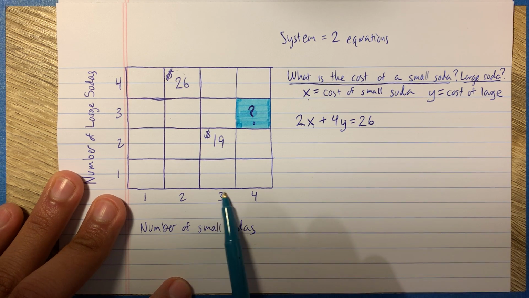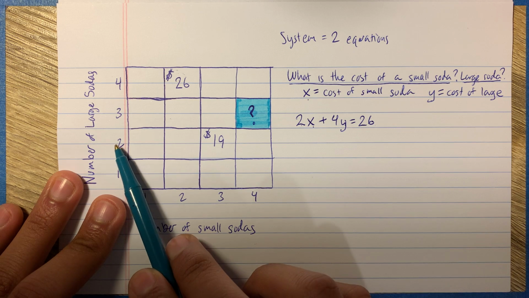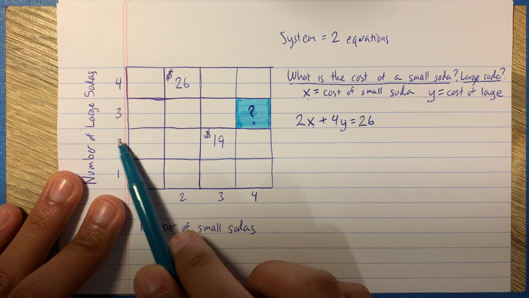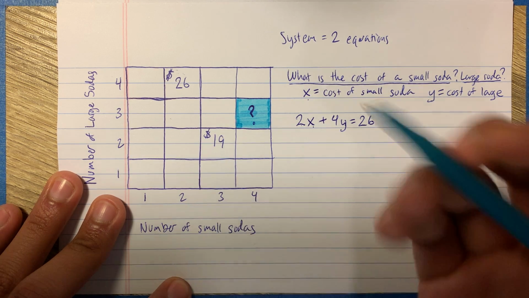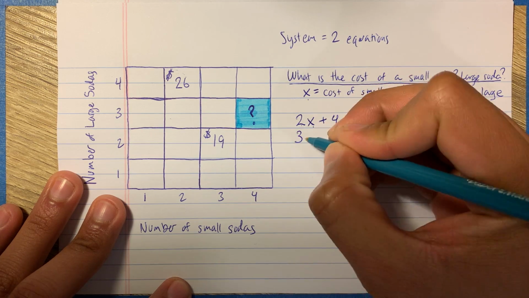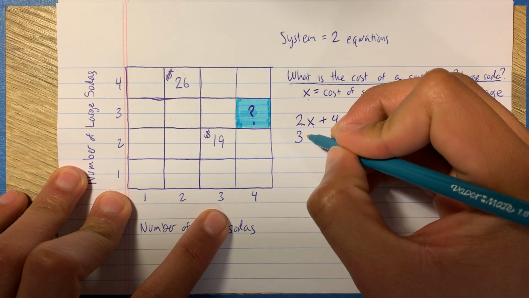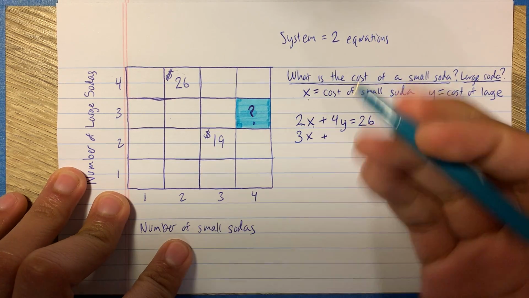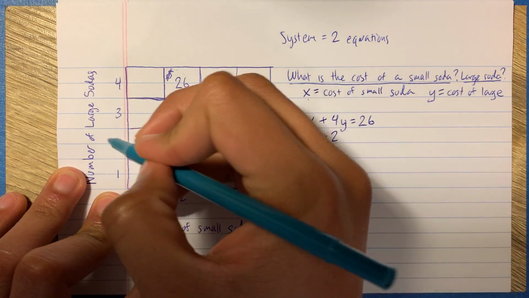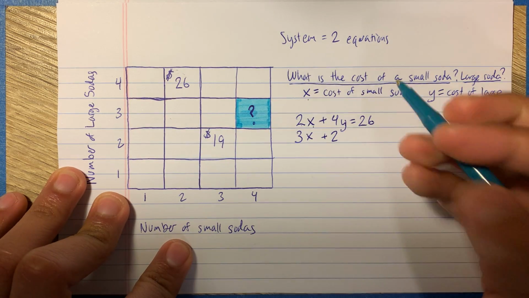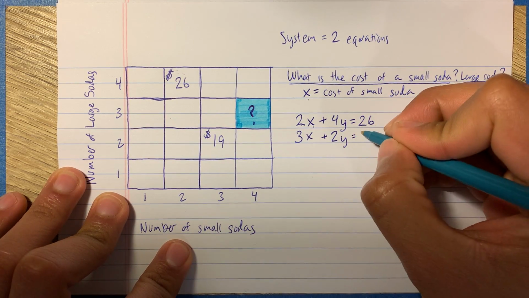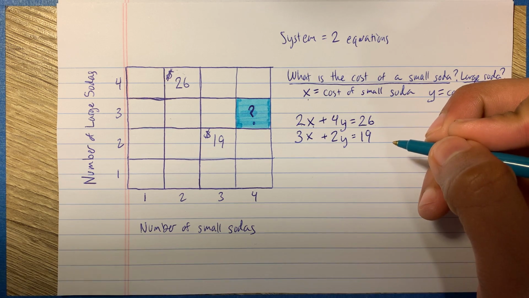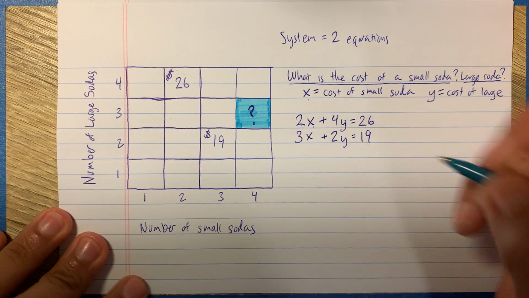Similarly, here I know that if I take 3 small sodas times the cost of each soda, and then add 2 large sodas times the cost of the large sodas, I'm going to get 19. So basically 3 small sodas times the cost of each plus 2 large sodas times the cost of the large sodas is going to get me $19. And now I have a system of equations.